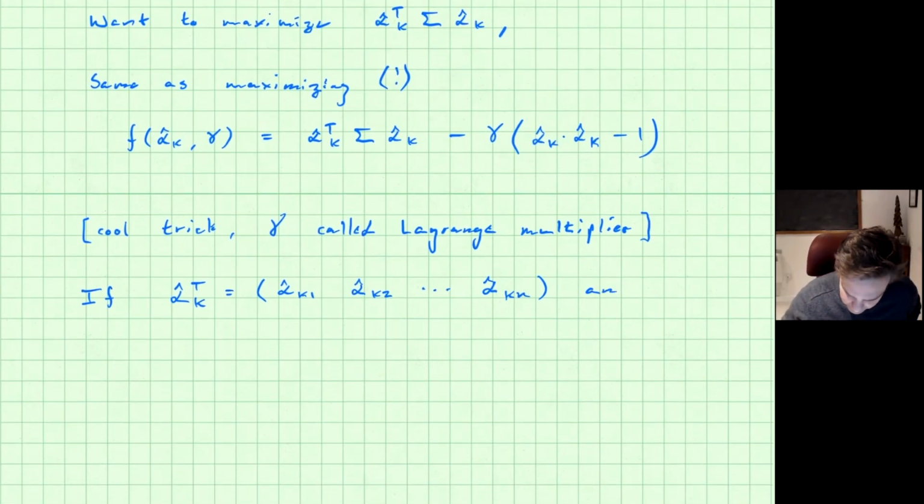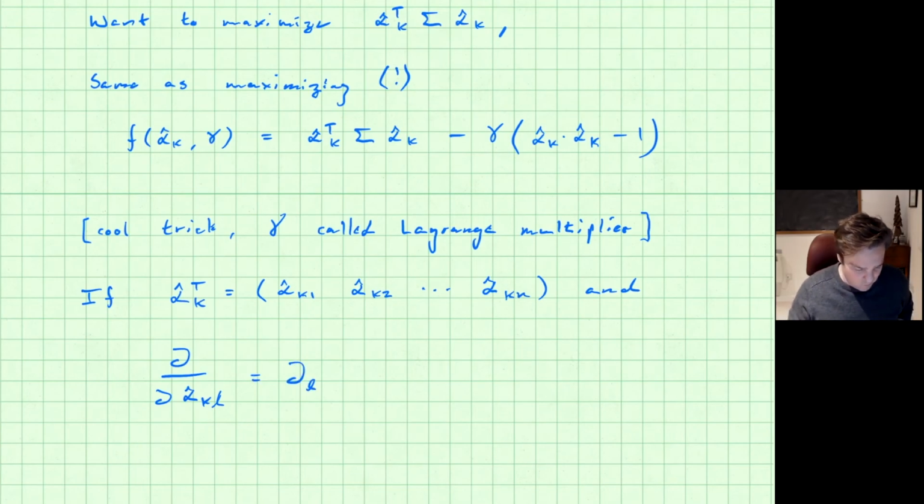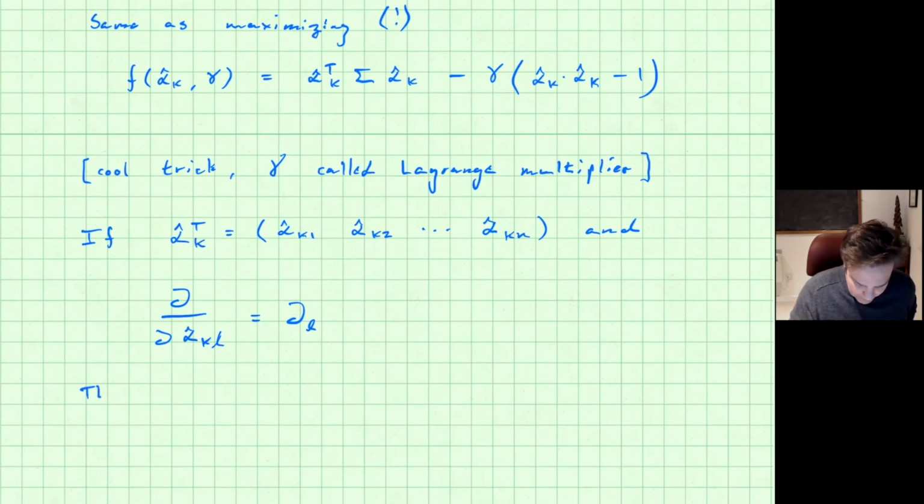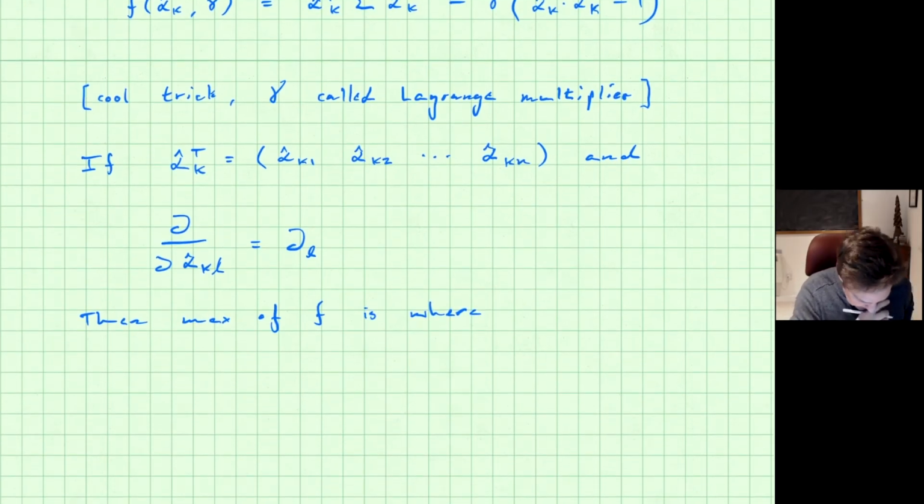And I'm going to introduce some derivatives. This notation, the partial derivative with respect to alpha hat kl, is just going to be given by this notation here. Then the maximum of f is where, how do we write this, the derivative with respect to l, each of these derivatives of f, has to be 0.